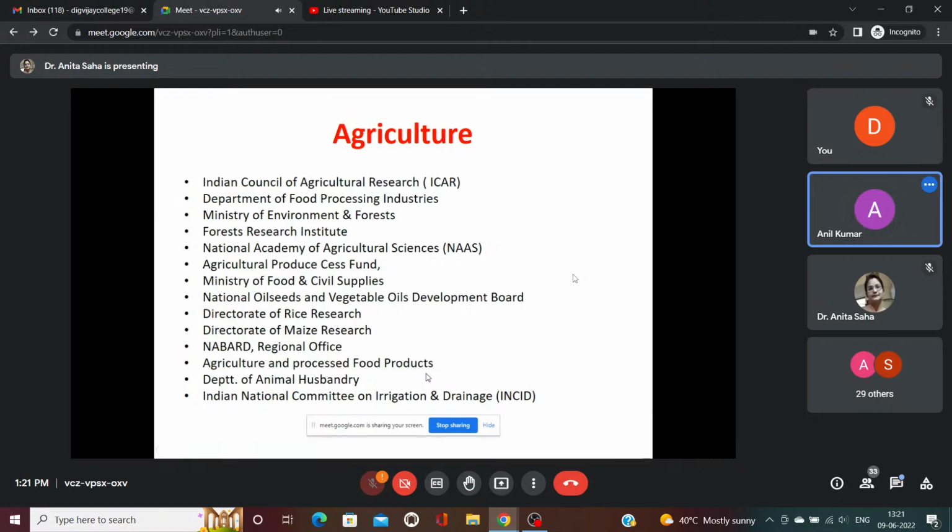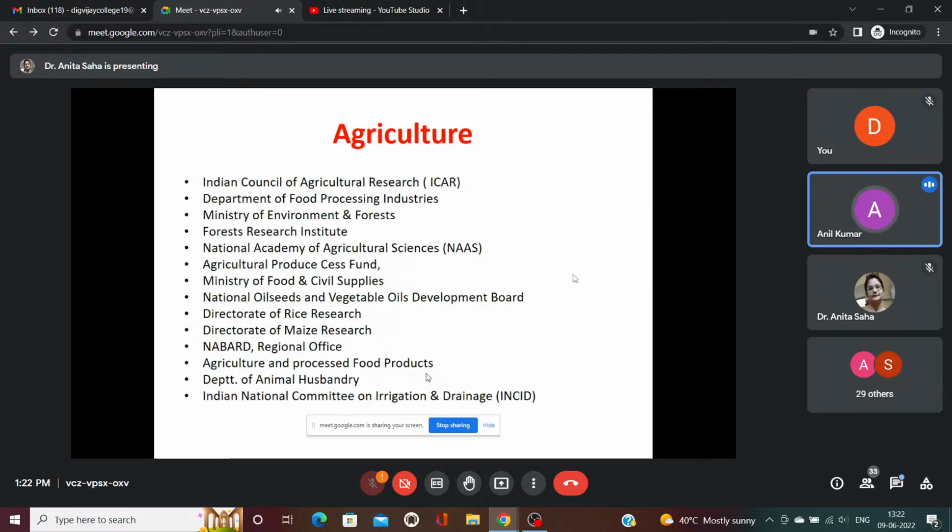Next slide. In the field of agriculture, there are so many bodies. Most of the Indian grants are being transferred to the agriculture sector, like the ICAR, Department of Food Processing Industries, Ministry of Environment and Forest, Forest Research Institute, National Academy of Agriculture Science, Agriculture Produce Fund, Ministry of Food and Civil Supplies, National Oilseed and Vegetable Oil Development Board, Directorate of Rice Research, Directorate of Maize Research, NABARD, then Agricultural and Processed Food Product, Department of Animal Husbandry, and Indian National Committee on Irrigation and Drainage.